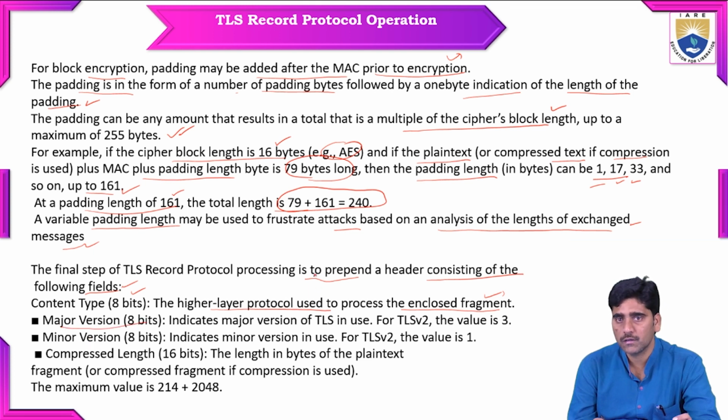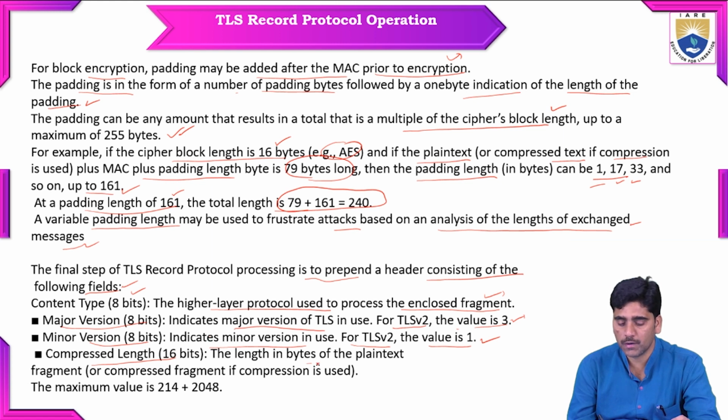The next is major version, 8 bits, which indicates the major version of TLS in use. For TLS, the value is 3. And minor version, also 8 bits, indicates the minor version in use. For TLS v2, the value is 1.